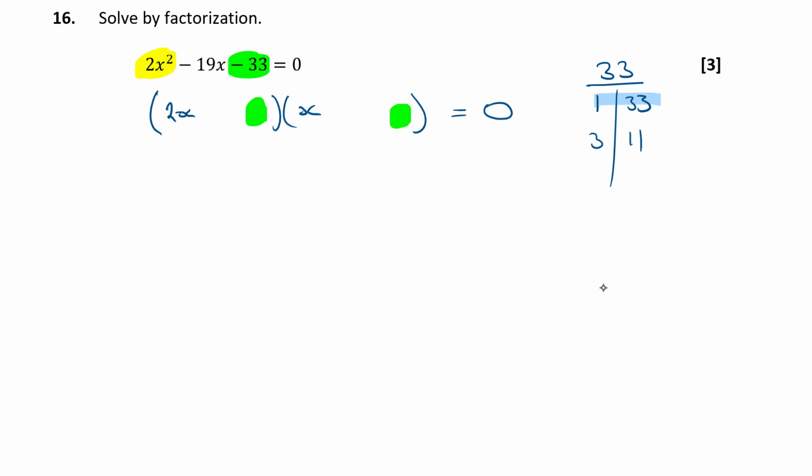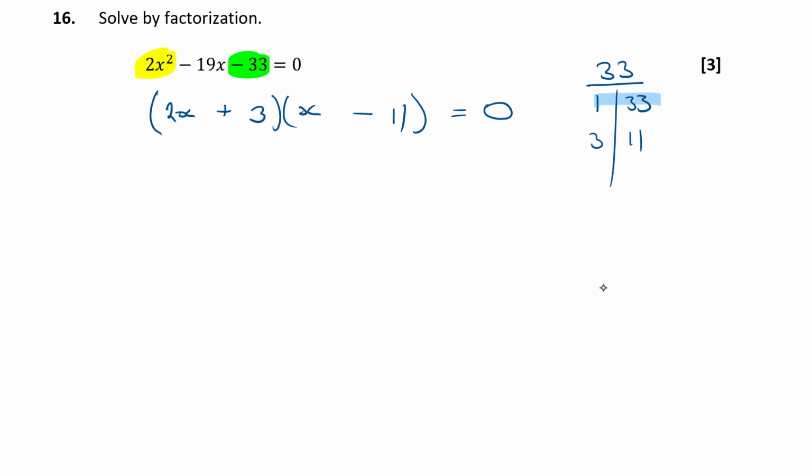It doesn't go that way around. So I know that the 3 goes in the first bracket, and the 11 goes in the second one. Signs, it's negative, so it was 1 plus 1 minus. I've got minus 19x, which makes me think it's the bigger number of the two that's going to be negative. So 2x times negative 11 is negative 22, plus 3x is going to be negative 19. That fits, doesn't it? So it factorizes to 2x plus 3, x minus 11 is equal to 0.